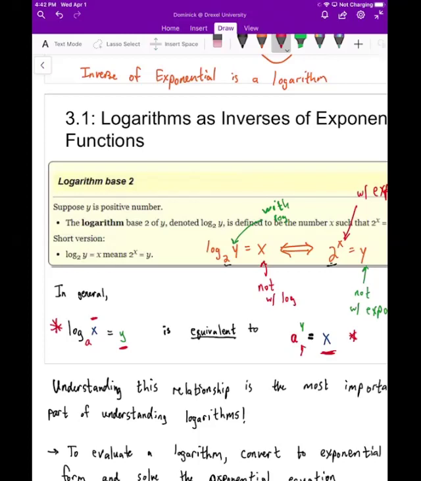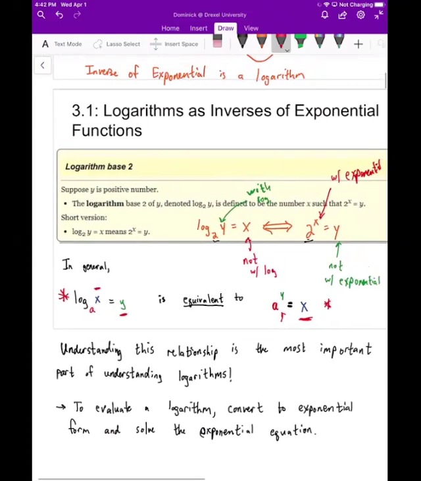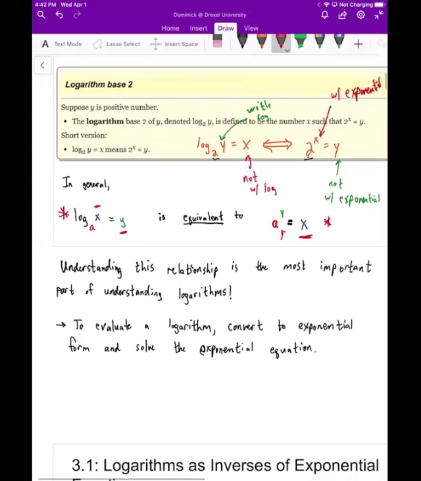Now, if you can understand this relationship, this going back and forth between logarithms and exponents, that's the most important part of understanding these logarithms. That's sort of the whole key here. So we're going to look at a couple examples, and essentially, this is going to allow us to evaluate logarithms. Because if you have a logarithm, you can convert it to an exponential form, and then you just solve the exponential equation that you have.